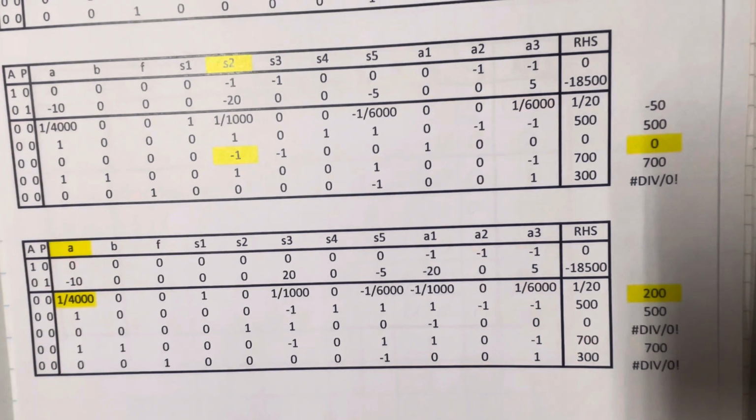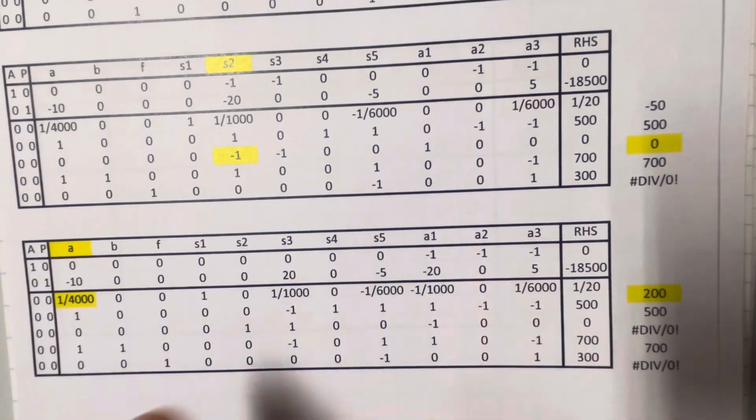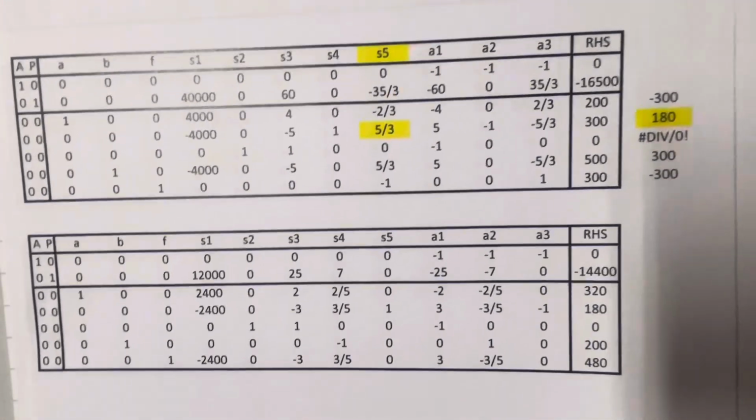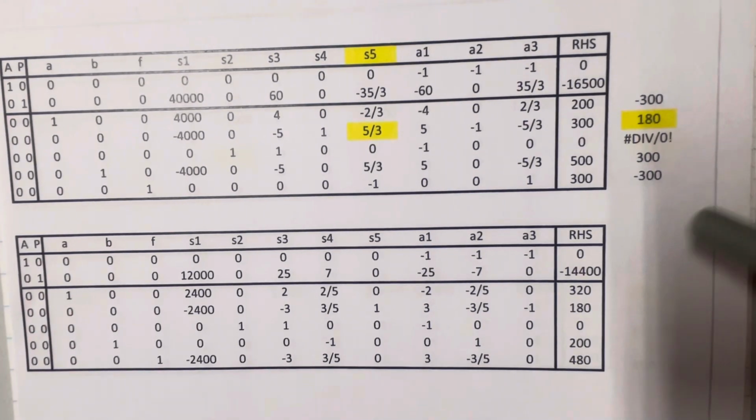We can just ignore the top columns and we can actually delete those 3 columns as well. Top row gone, those 2 columns gone. And we can just carry on as normal. And we end up with these 2 tableaus. And then finally we end up here.